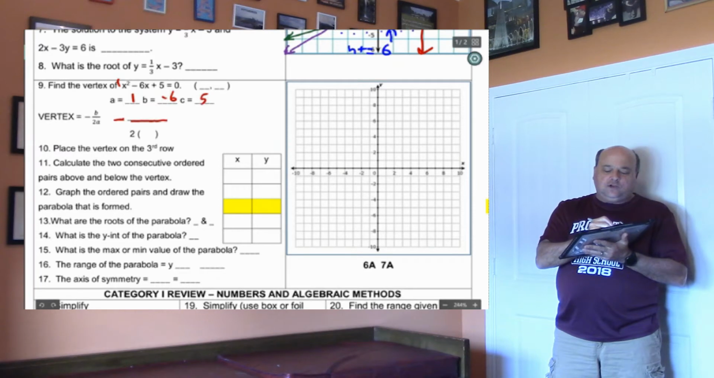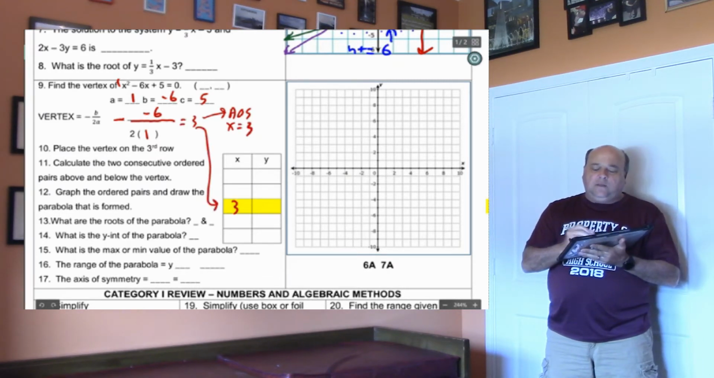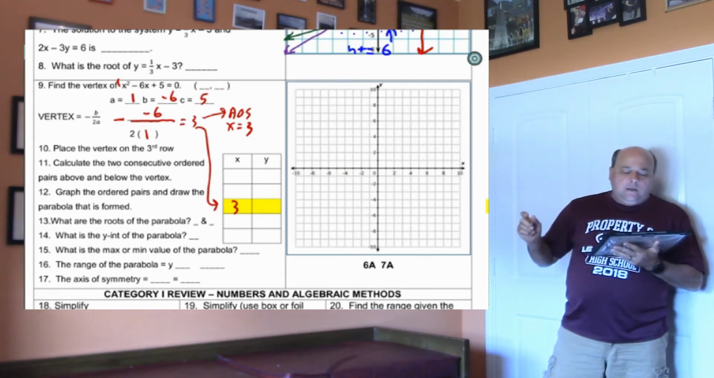It's negative B over 2A. So my B is negative 6 and my A is 1. 2 negatives makes a positive, and I'm going to get 3. And remember also, this is my axis of symmetry, right? So 3 is going to go right here in the middle of the vertex, okay?